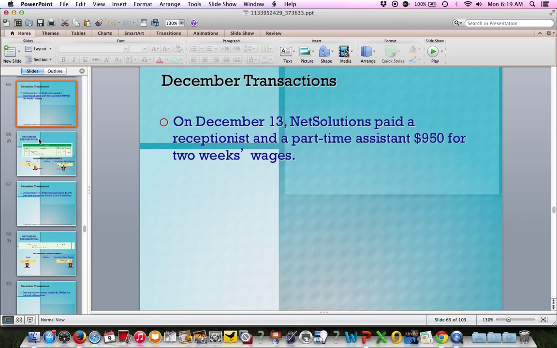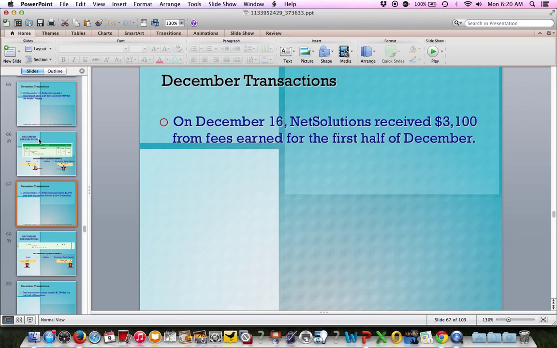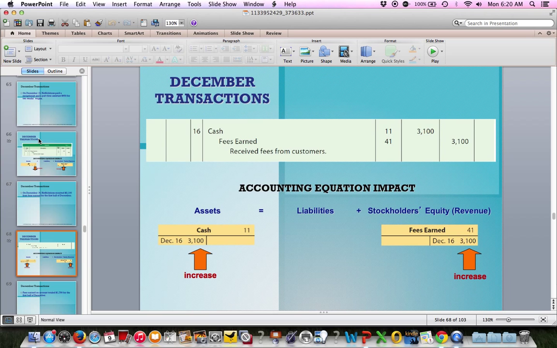They're going to pay a receptionist and a part-time assistant $950 for 2 weeks of wages. And so we would debit wage expense and credit cash. We're going to receive fees earned from the first half of December. Basically, we've been providing services to our customers, and we're going to receive some cash for those fees. And so we'll debit cash, we'll credit revenue, fees earned.